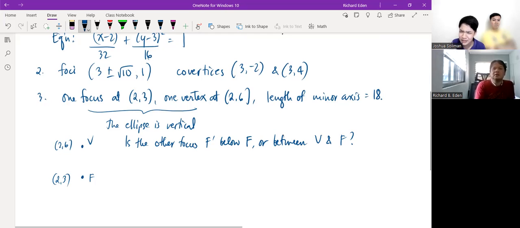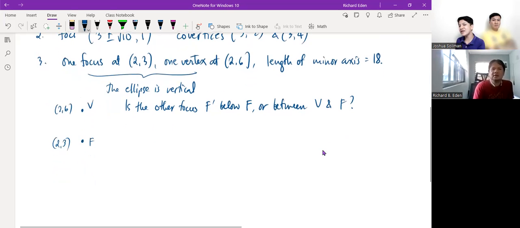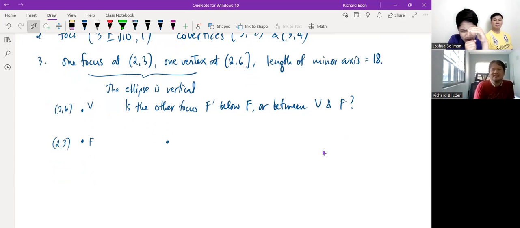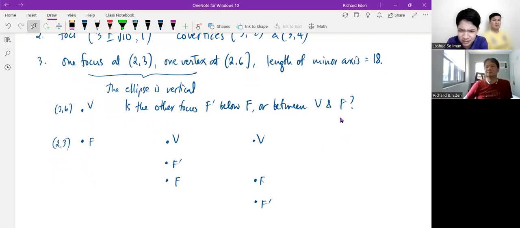Oh wait, no, a minute. I realized that there's a possibility that the focus is in between the focus and the vertex. But that would mean the major axis could be less than 3. But since the minor axis is 18, that cannot be.